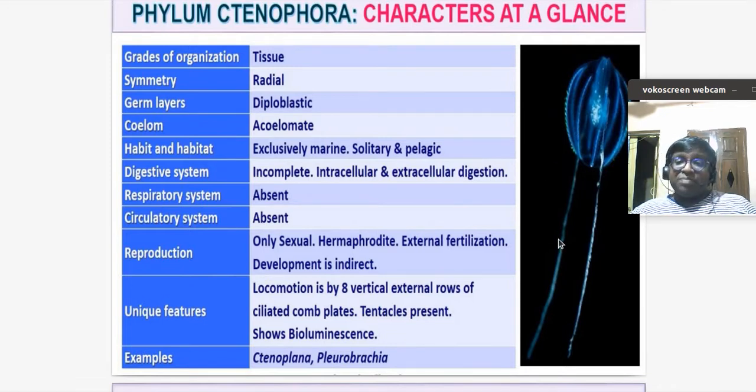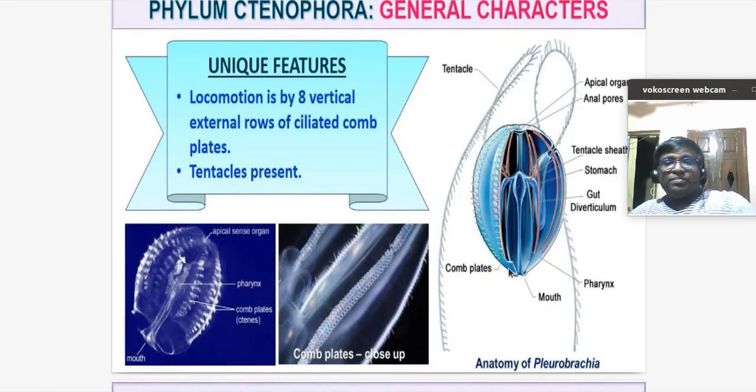So tentacles are present. Then they exhibit bioluminescence, that is, they emit light. So that bioluminescence they exhibit. So the examples of this Ctenophora are Ctenoplana and Pleurobrachia. So Ctenoplana and Pleurobrachia are the examples of the phylum Ctenophora. So I'll show you the pictures of those.